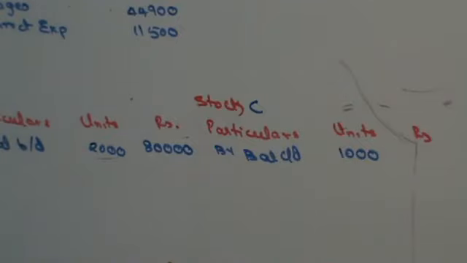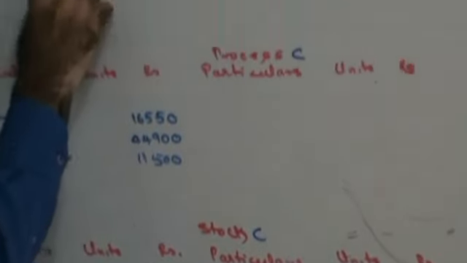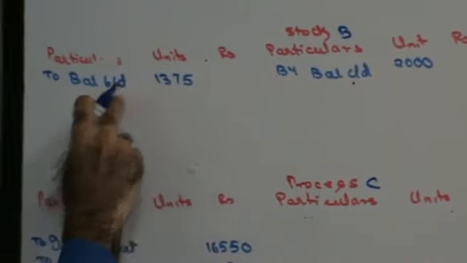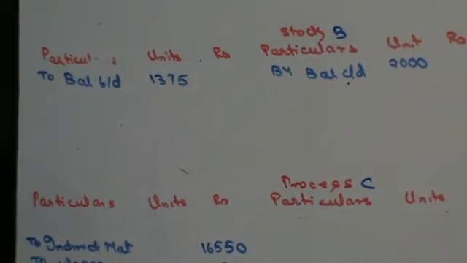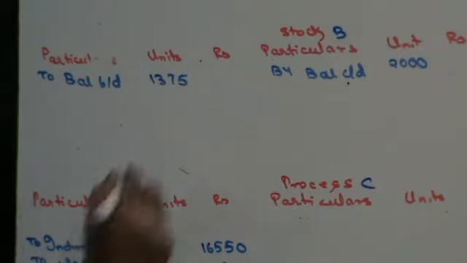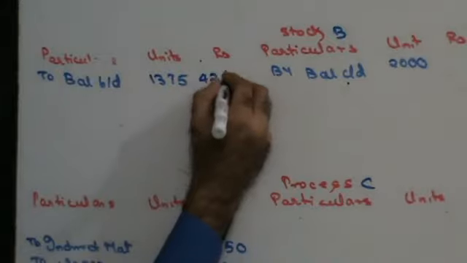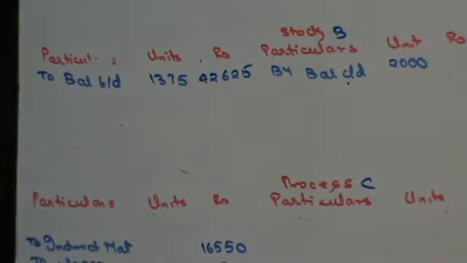Okay. In the stock B, I don't think I wrote this. The value of the opening stock. It was 1375 units and the value of opening stock is 31 rupees per unit. So 1375 multiplied by 31 is 42,625. Okay. Let's see the working note here.